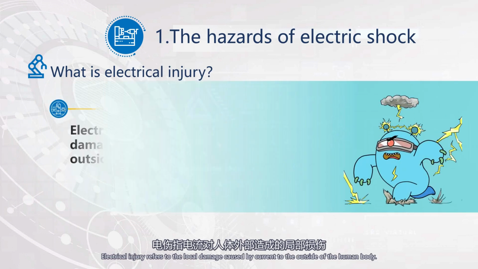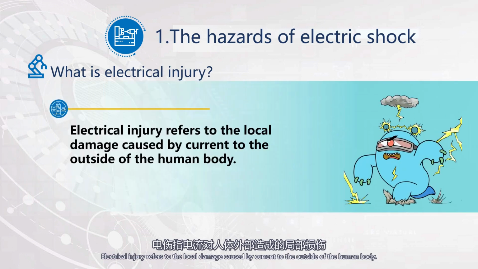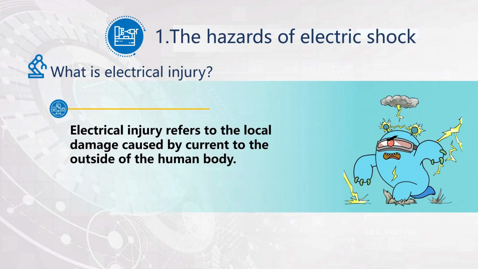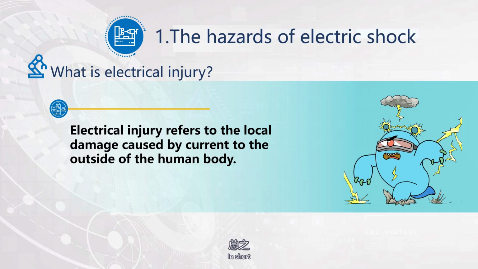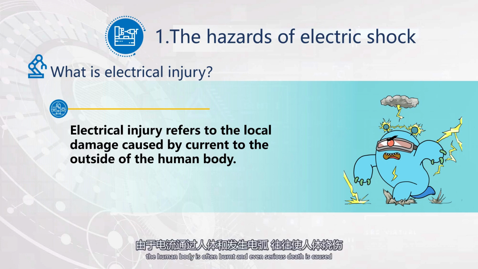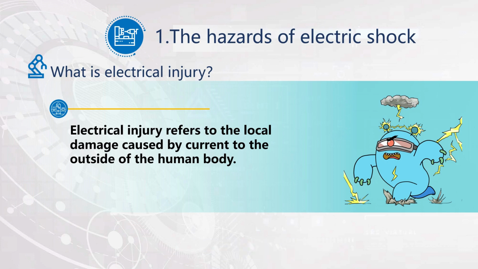Electrical injury refers to the local damage caused by current to the outside of the human body. From the outside, there are generally arc burns, electrical branding and melting metal penetration into the skin, called skin metallization injuries. In short, when a person gets an electric shock, the human body is often burnt, and even serious death is caused by the current passing through the body and the arc.